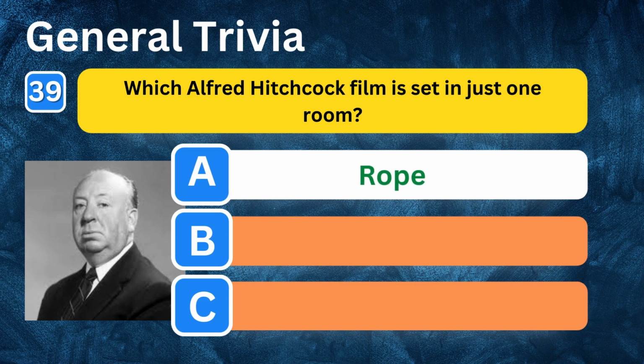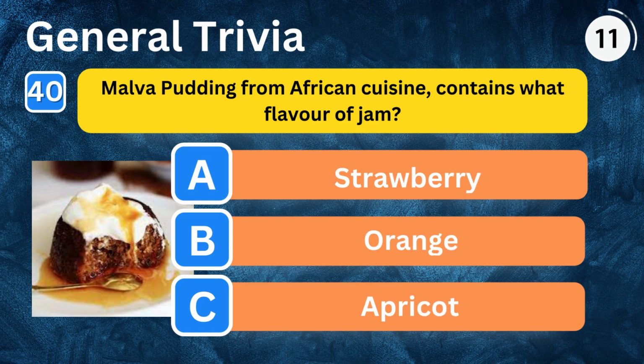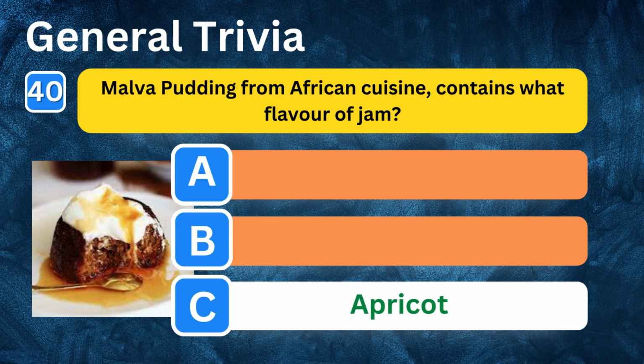And the final question of this week's quiz, question 40. Malva pudding from African cuisine contains what flavour of jam? Is it strawberry, orange, or apricot? And the answer was apricot.